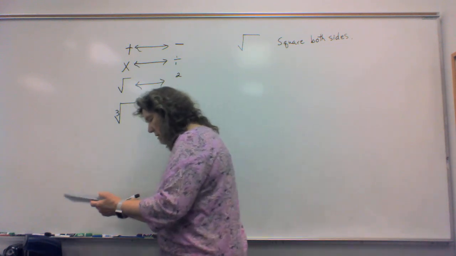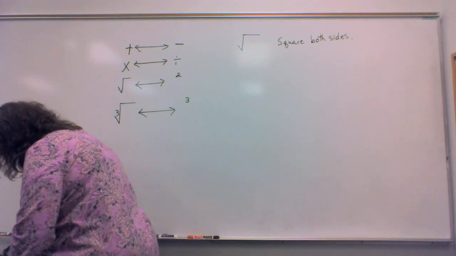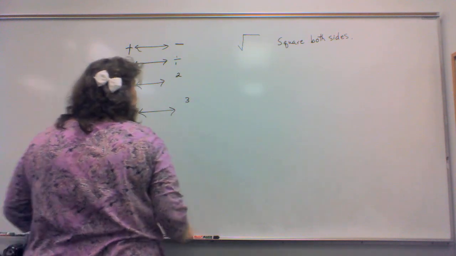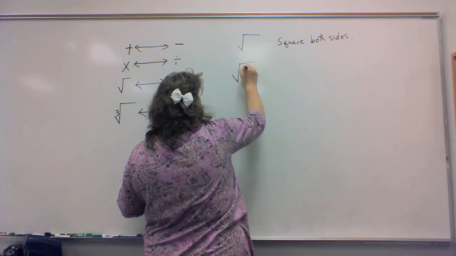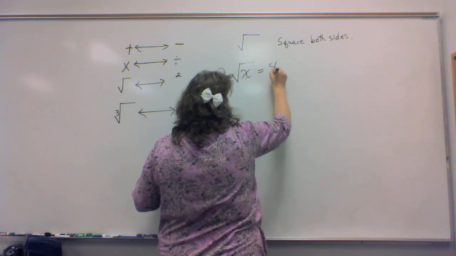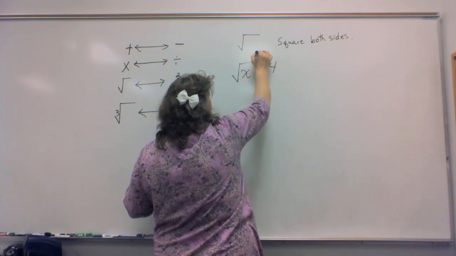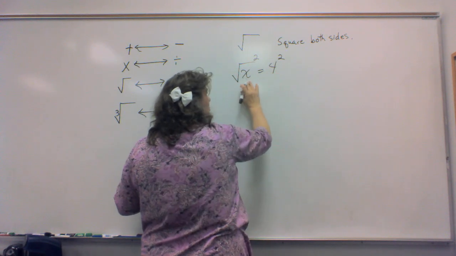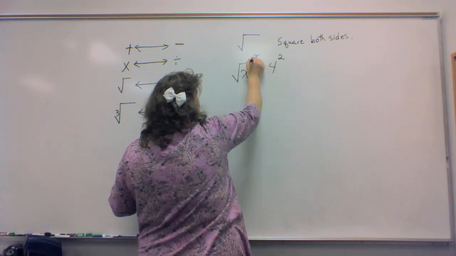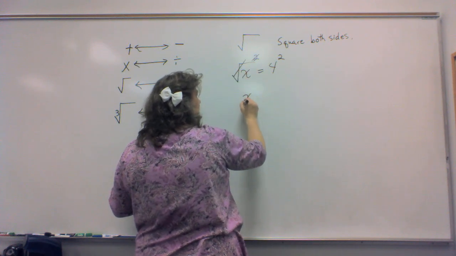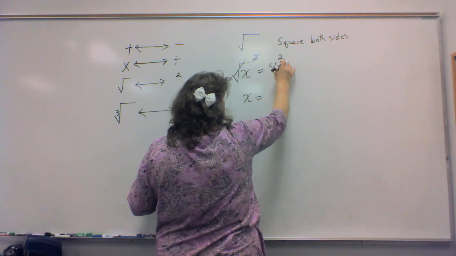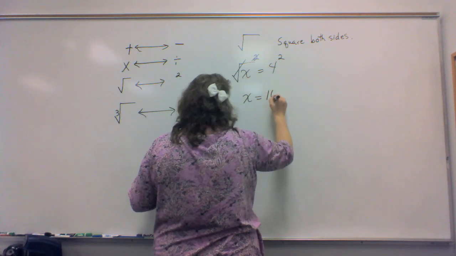Okay? So, let's look at this. The square root of x is equal to 4. Undo that square root by squaring both sides. This undoes your square root, leaving you with x equal to 4 times 4, which is 16.